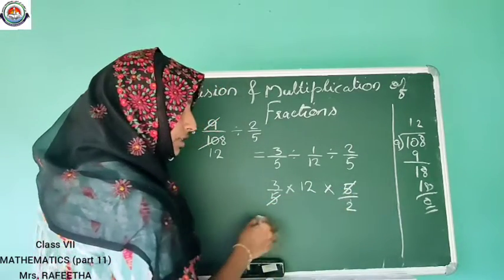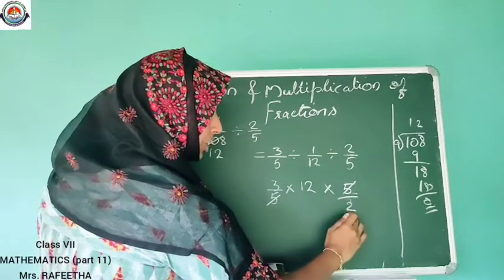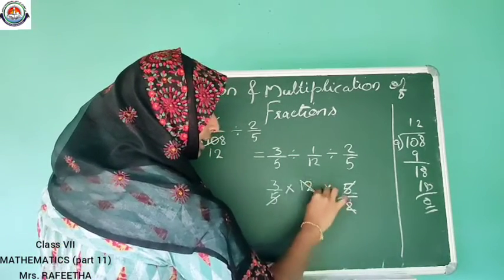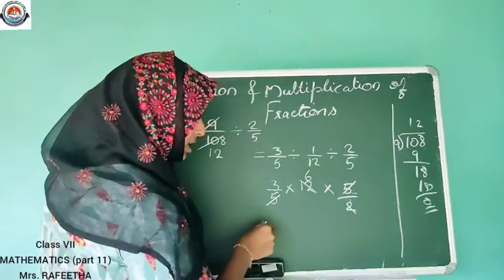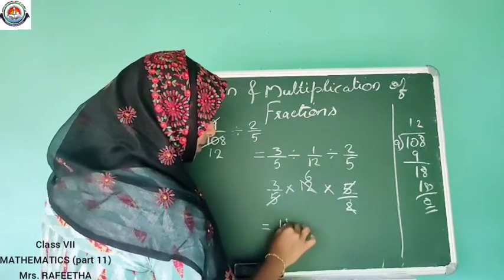Next, in the denominator 5 is there. Here also 5 is there. That we cut. The next, in the numerator 12 is there, denominator 2 is there. That also we can cut. Then we can write as 6. So what will be remaining? 3 into 6. 3 6s are 18.